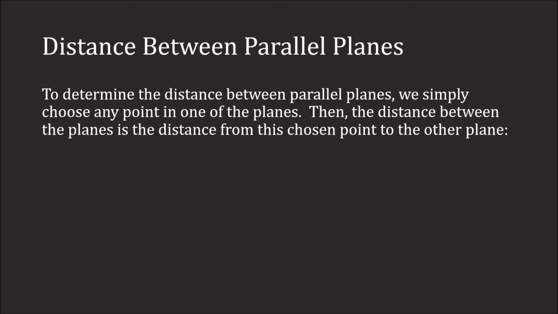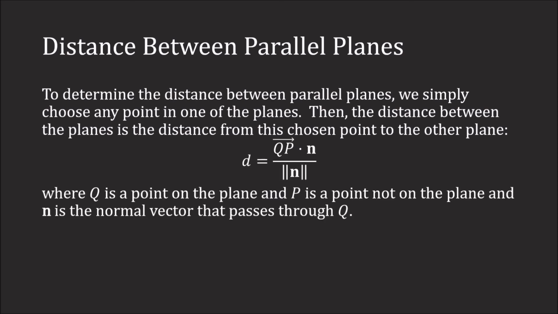Now, if two planes are parallel, then we can calculate the distance between them. To do so, we simply choose any point in one of the planes. Then the distance between these two planes is the distance from this chosen point to the other plane. That is, the distance is the vector qp dotted with n over the norm of n, where q is a point on the plane and p is a point not on the plane, and n is the normal vector that passes through q.